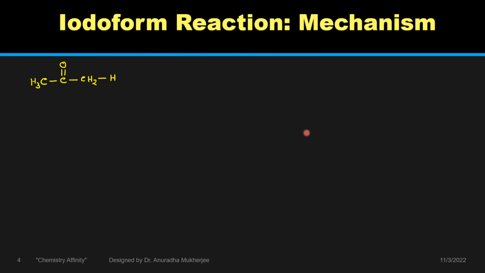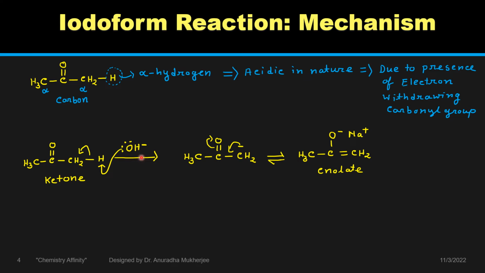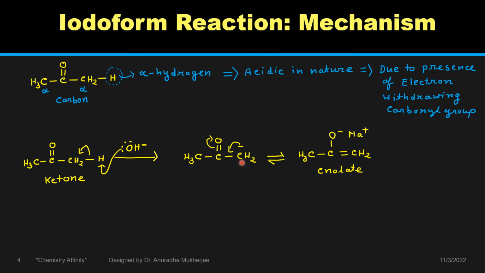Let's explain the mechanism of iodoform reaction. Iodoform reaction is a characteristic reaction of methyl ketone, and acetone is also a methyl ketone. These two are alpha carbons, and alpha carbons have alpha hydrogens. Due to presence of electron withdrawing carbonyl group, alpha hydrogens behave as acidic proton. Now in presence of base, deprotonation takes place and it undergoes keto-enol tautomerism.